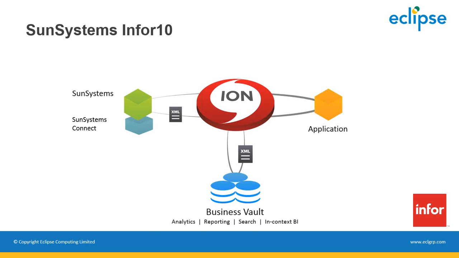So this can be done automatically for given types of information, so that any time something comes out of Sun or comes out of a related application that's connected to ION, it places a copy of that document in the Business Vault, so we can then report off of that using standard reporting tools such as the SQL reporting services, Q&A Vision, or whatever it is we're using.